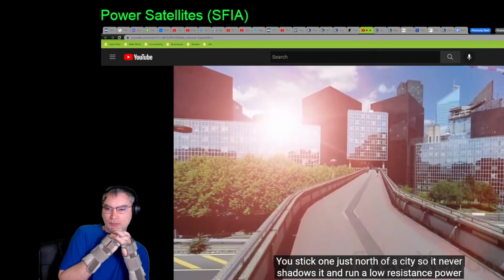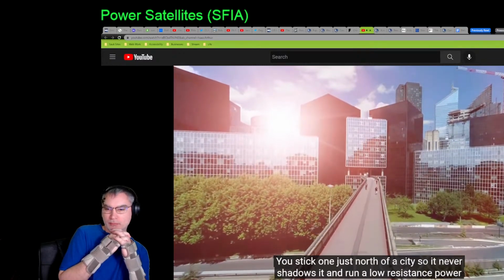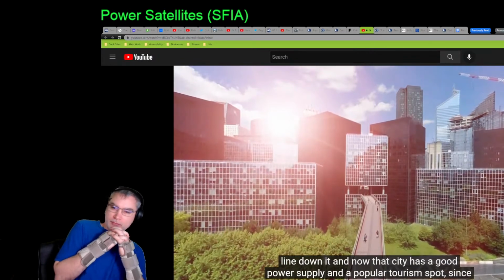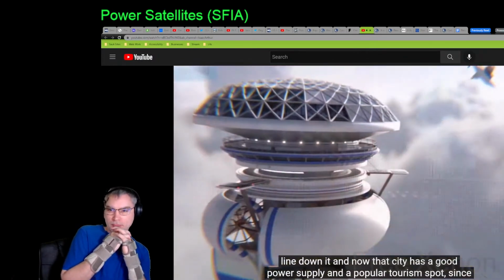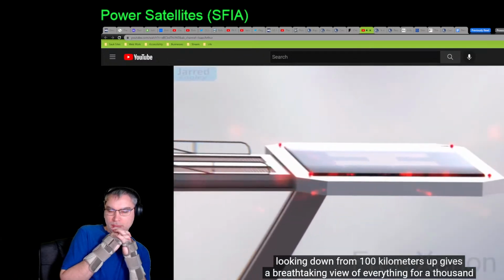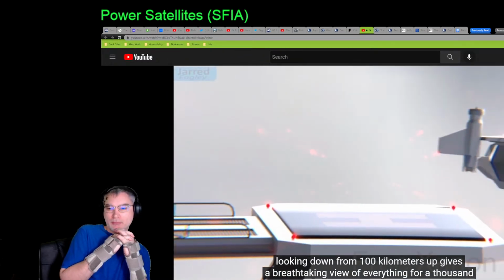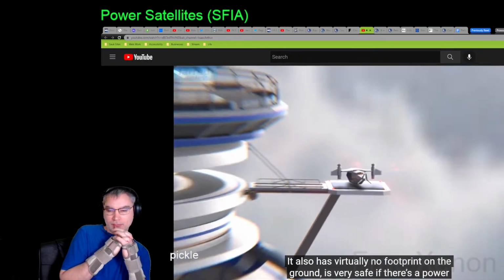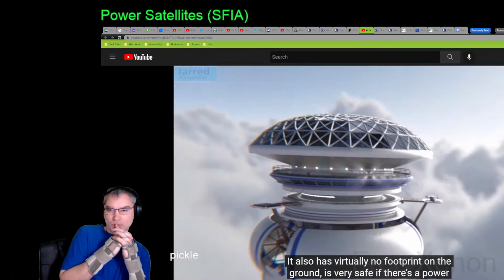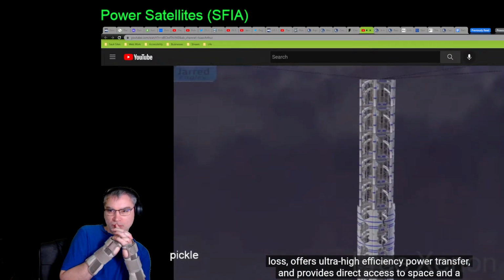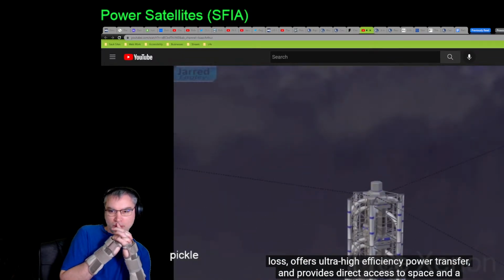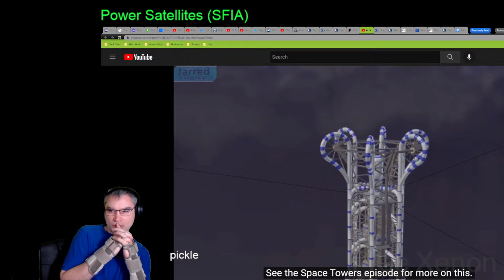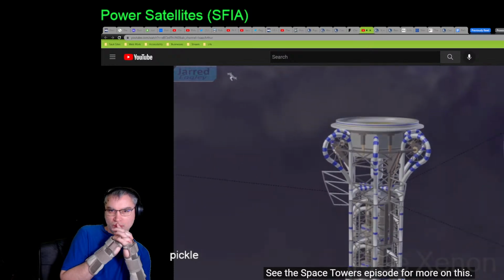You stick one just north of a city so it never shadows it, and run a low resistance power line down it, and now that city has a good power supply and a popular tourism spot, since looking down from 100 kilometers up gives a breathtaking view of everything for 1,000 kilometers around. Pretty cool. It also has virtually no footprint on the ground, is very safe if there's a power loss, offers ultra-high efficiency power transfer, and provides direct access to space and a launch system. See the Space Towers episode for more on this.